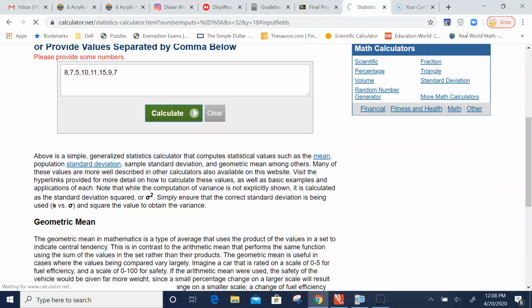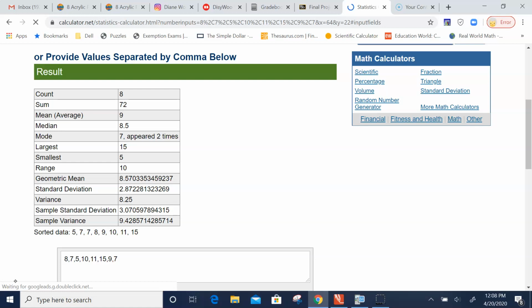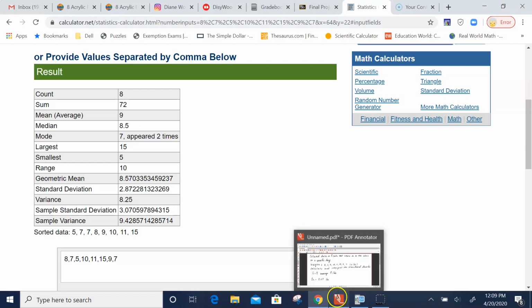And we'll see, well, there it is. We'll see the results right here. What you'll notice is your average is 9. That's what we got on our calculator. We also have our standard deviation. Now on this results table, we want the sample standard deviation, 3.07. So we got the same results either by using the online calculator or using our TI calculator.